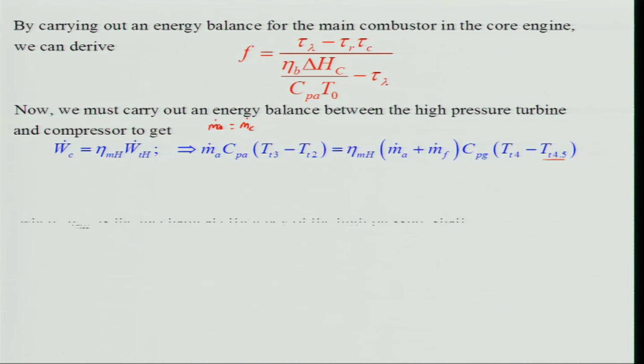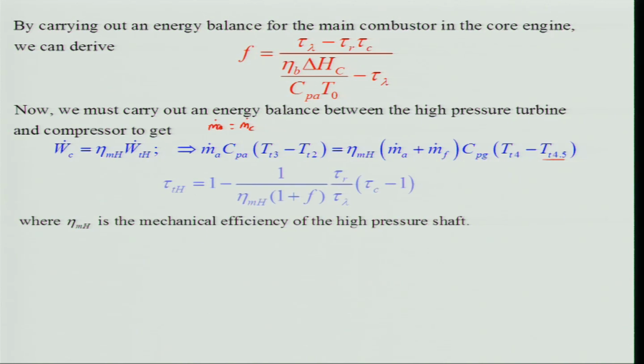Here eta m h is the mechanical efficiency of the high pressure shaft. When you simplify it and express it in terms of temperature ratio, you will get tau T h equal to 1 minus 1 over eta m h times 1 plus f, tau r divided by tau lambda, multiplied by tau c minus 1. This is the same as what you get for the turbojet engine or the core engine of the turbofan, there is nothing much difference.